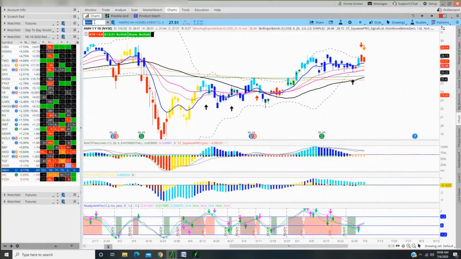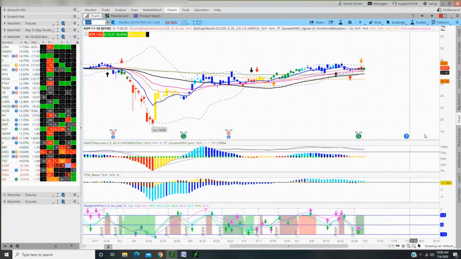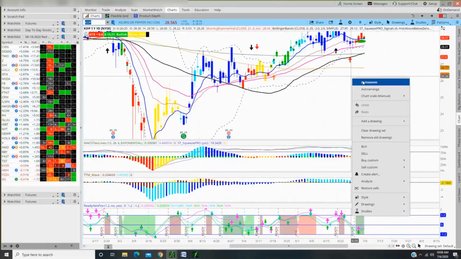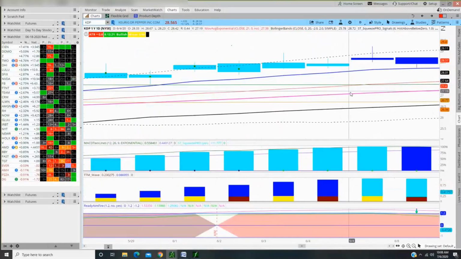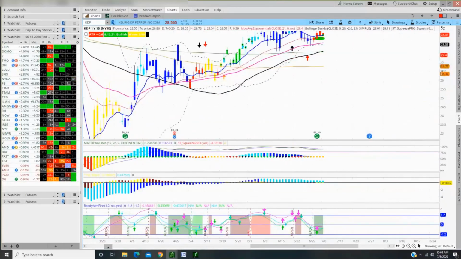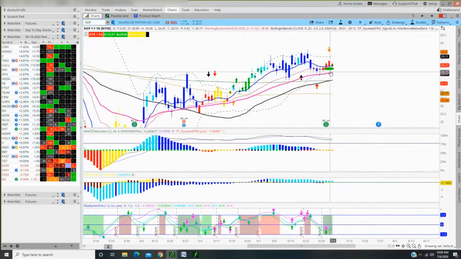KDP. What does that green circle tell you? That green circle tells you I'm already in this trade. Damn it, TD Ameritrade, I hate you right now. I'm already in this trade. That's why I always circle, because I forget.